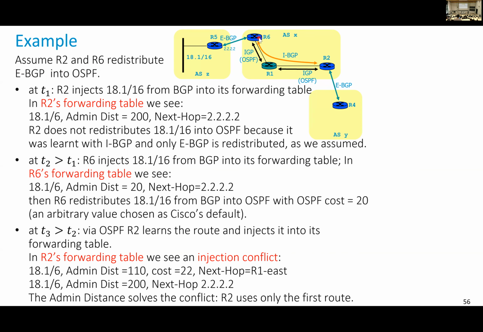So R6 will do that. R6 has learned this route from eBGP. It will put it into OSPF. The point is that once you do redistribution into OSPF, you should disable injection, but for some reason, this is never done. A BGP router always puts into the routing table everything it has learned. So there will be both injection and redistribution.